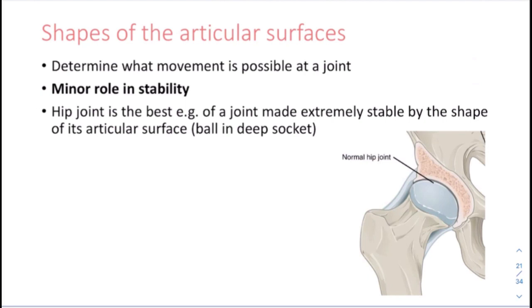They determine what movement is possible at the joint. They play a minor role in stability, so they're not an important factor, but it's still a factor. And the hip joint is the best example of a joint made extremely stable by the shape of its articular surface. So the hip joint is a ball in a socket joint. So here's the head of the femur. This is the ball, and then the acetabulum right here is the socket. So we call this a ball in a socket joint. And this is an example where the joint is extremely stable because of the shapes of the articular surfaces.